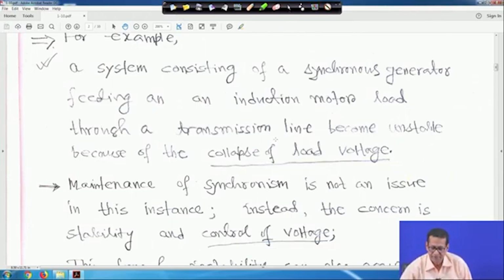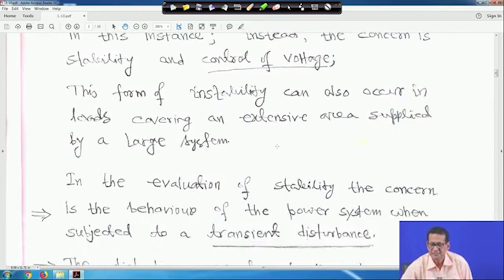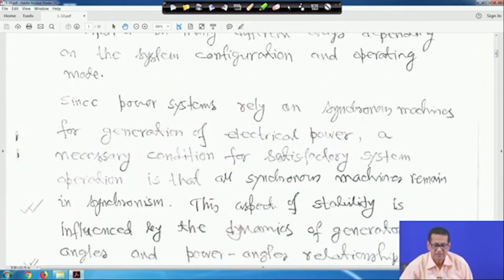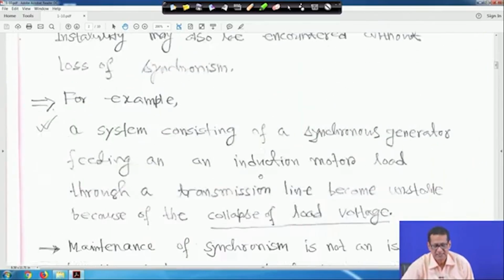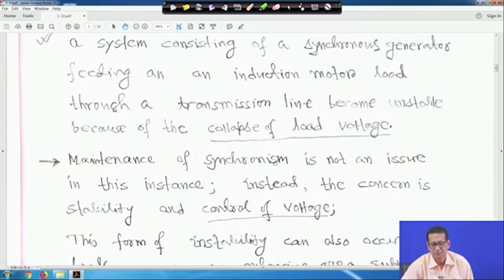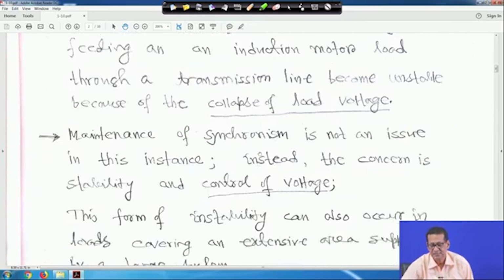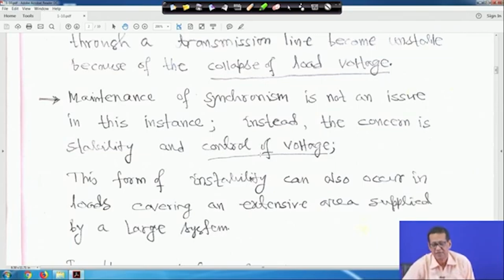This form of instability can also occur in loads covering an extensive area supplied by a large system. So power systems rely on synchronous generators for generation of electric power. A necessary condition of satisfactory system operation is that synchronous machines remain in synchronism. This aspect of stability is influenced by the dynamics of generator rotor angles and the power angle relationship. If any machine falls out of step, then it will be unstable. Another example is a synchronous machine feeding an induction motor load, and if there is a collapse of load voltage, an unstable condition may arise.